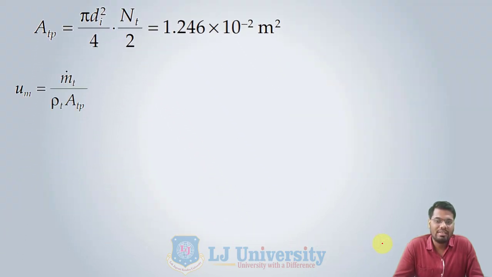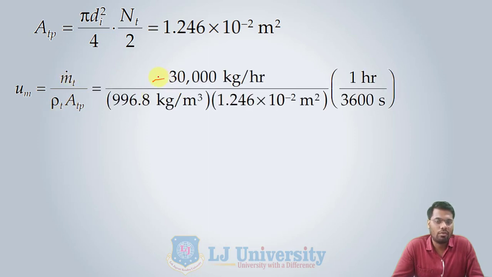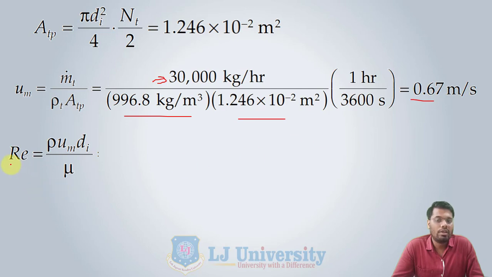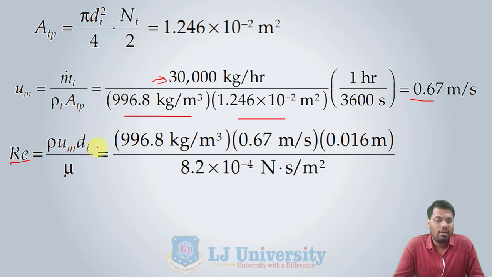Now from this value we can easily get the velocity, where mass flow rate is equal to rho A V. So U is equal to mass flow rate divided by density into area. We know the mass flow rate for the tube side fluid, which is 30,000 kg per hour. This is the density which is mentioned in the question. This is the area. Now from this we will get the velocity in the tube, which is 0.67 meter per second. Now from this velocity we can easily calculate the Reynolds number at the tube side, which is rho d V by mu. Putting in the value of density, inside diameter of the tube, which is 0.016 meter, and the viscosity, we will get the Reynolds number at the tube side.